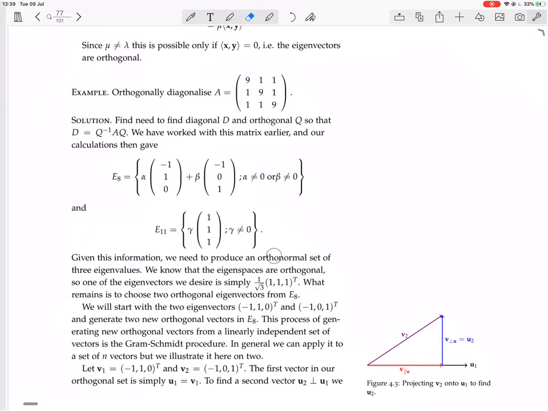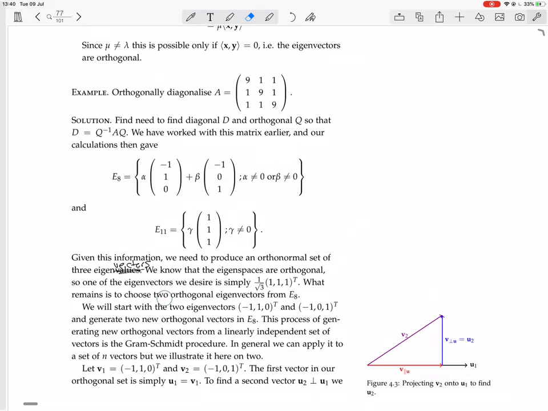So we need to produce an orthonormal set of three eigenvectors. We know the eigenspaces are orthogonal because it's a symmetric matrix; we have that as a theorem. So one of the eigenvectors we desire is simply this one. We know this one is orthogonal to those two because they're in different eigenspaces. We just need to normalize it, divide it by its norm, which is root 3.